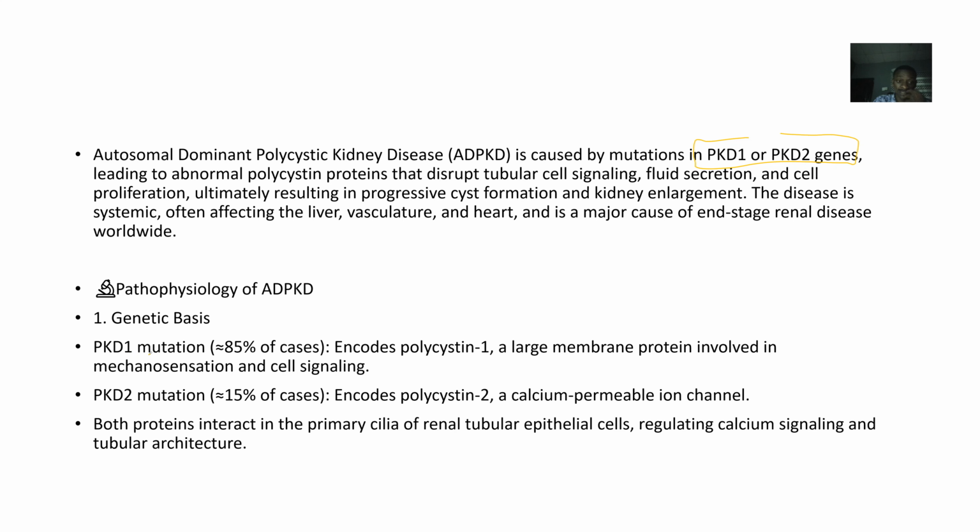So, genetic basis: there's a mutation in the PKD1 gene, which is implicated in about 85% of cases. The PKD2 gene is implicated in about 15% of cases. PKD1 codes for polycystin 1, and PKD2 codes for what? Polycystin 2. Both of those proteins are very important. They regulate calcium signaling and tubular architecture.